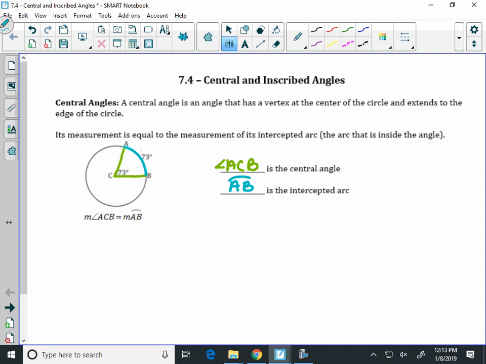So AB is our intersected arc. So if the angle is 73, the arc's going to be 73 and vice versa. The arc's 73, the angle's 73. They are always going to be the same when it's a central angle. Questions over that?